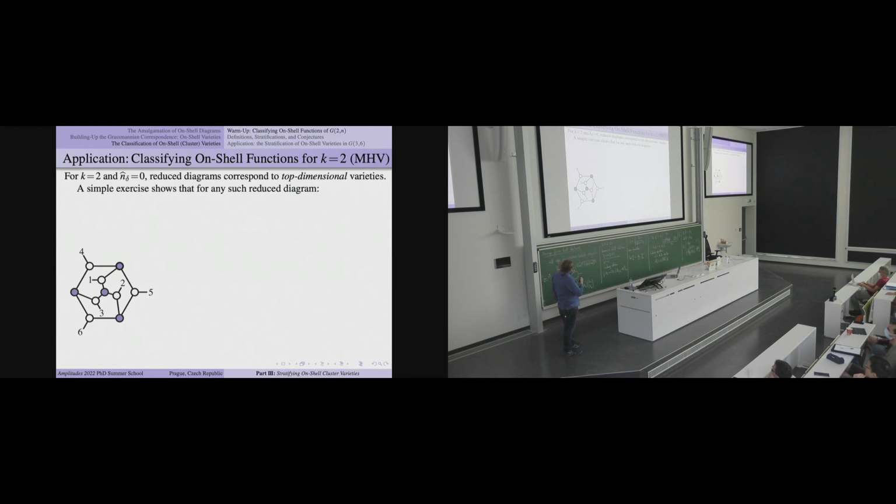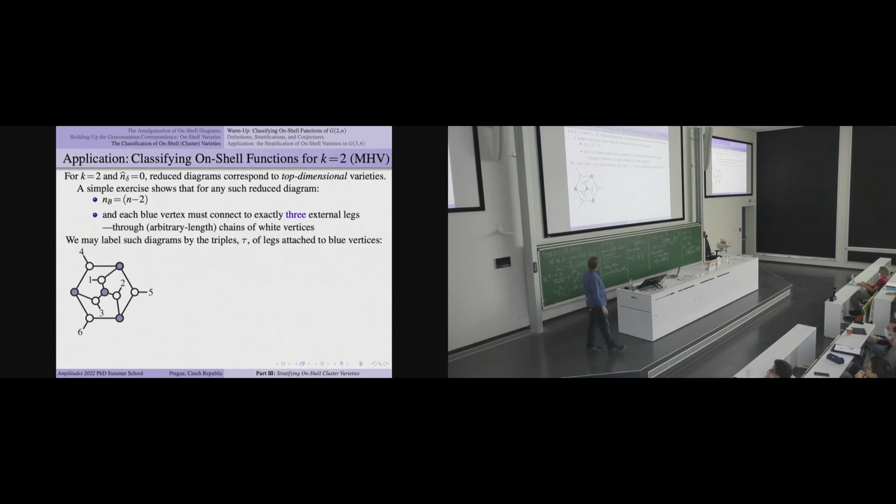Now, a simple exercise that's a little bit more involved than I wish shows that for k equals 2 and n hat delta equals 0, and as long as it's generically non-vanishing, then you must have the following interesting property. There must be n minus 2 blue vertices, and every blue vertex must be connected via chains of white vertices to exactly 3 external edges. And they must be 3 distinct external edges. If they weren't distinct, then you would have a singularity, or you'd have delta function support. So it wouldn't be a reduced diagram.